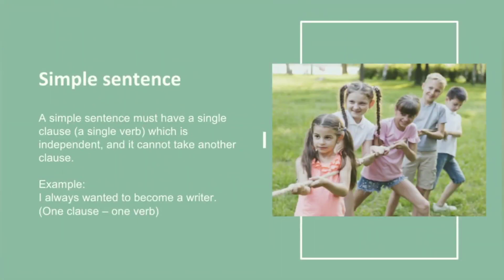There are some types of sentence. The first is simple sentence. A simple sentence must have a single clause or a single verb which is independent and it cannot take another clause. For example, I always want to become a writer. This sentence is one clause and one verb.